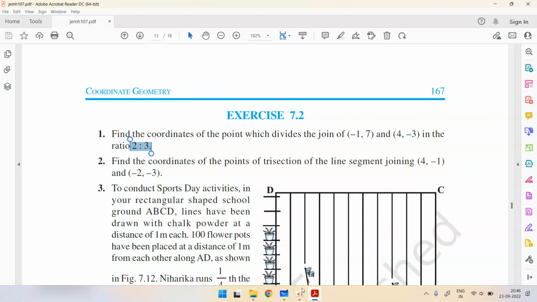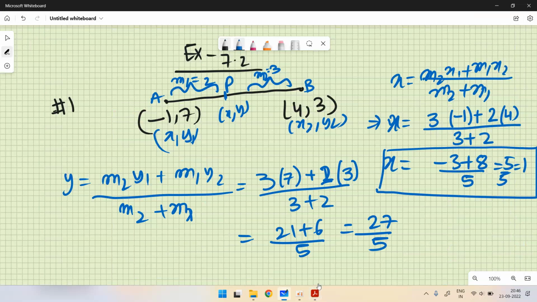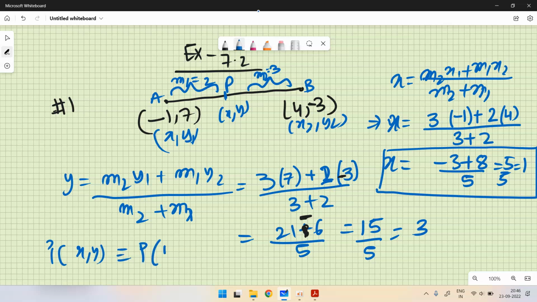27 by 4 comma minus 3. So this one minus 3. So if I take this as 2 minus 3, this will be minus 6. And from here this will not be 27, this will be 15. 15 by 5, 3. So the coordinate will be P(x, y), that is P of x is 1, y is 3. This is the answer, this is your answer for the first question.